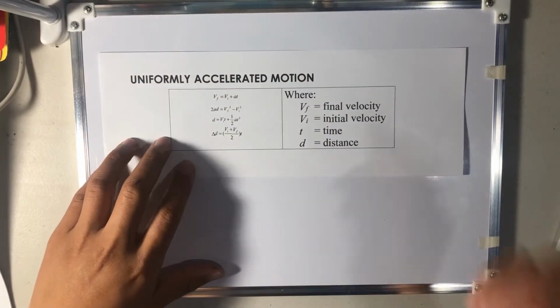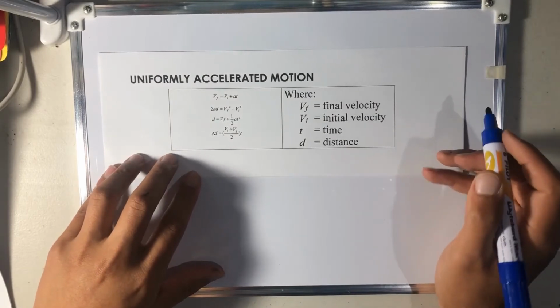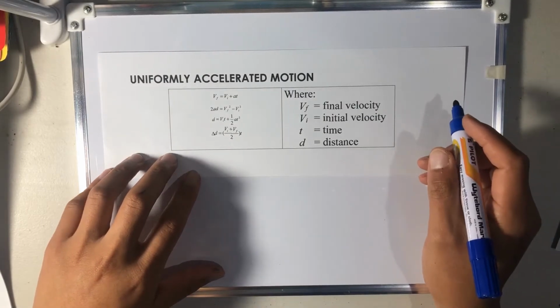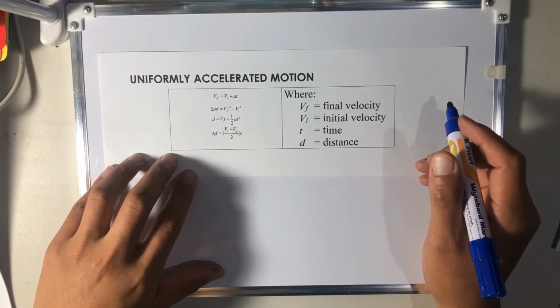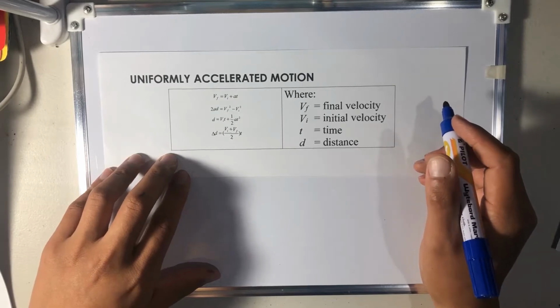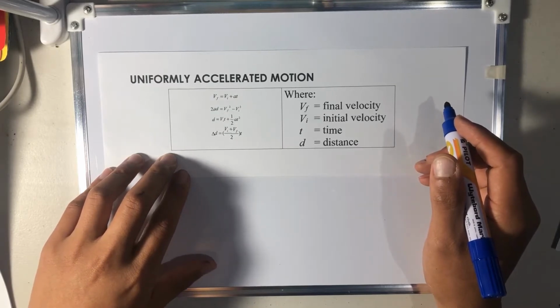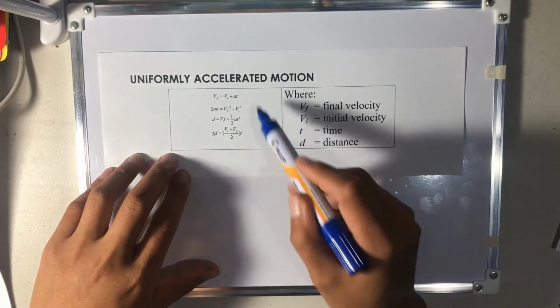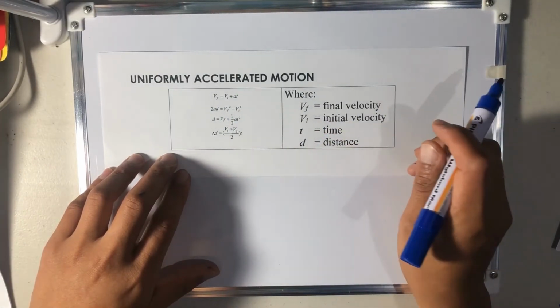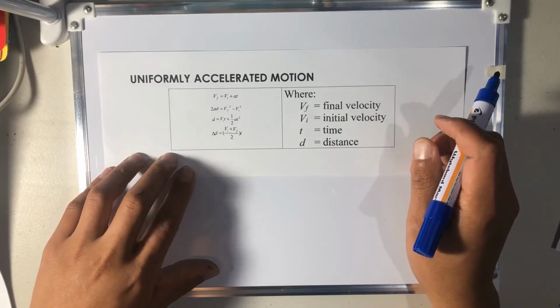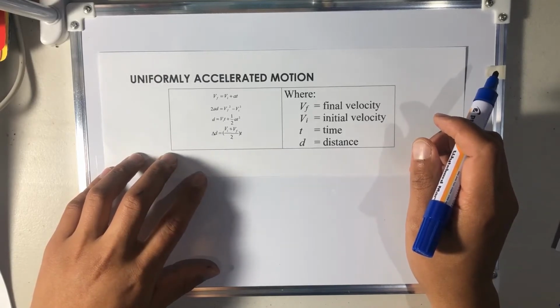Under Module 3B, we will discuss uniformly accelerated motion. Uniformly accelerated motion is a motion with constant acceleration, or a motion with a constant change in velocity. Now take note that in uniformly accelerated motion, in each formula, there are 4 variables that are interconnected. Therefore, make sure that 3 variables are known and only one is unknown.